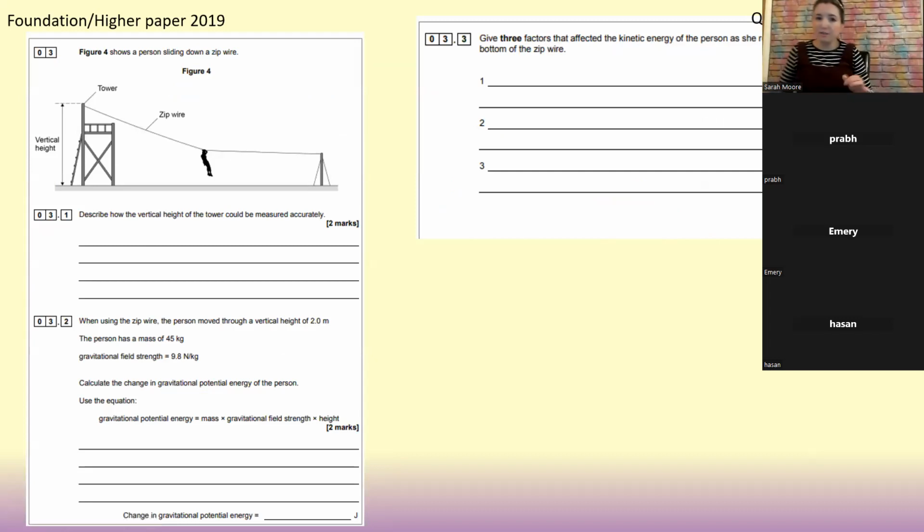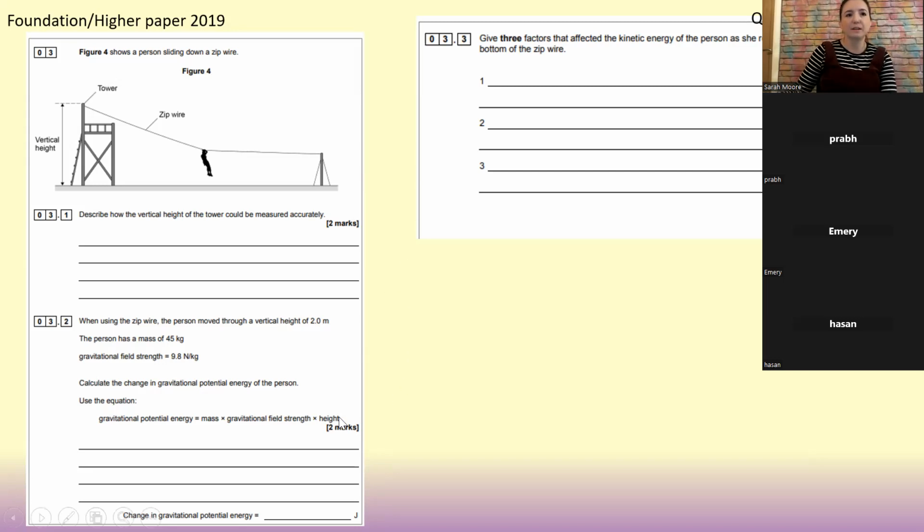Okay, so this again is another crossover question between the foundation paper and the higher paper. So you might find this at the top, or one year we did find this at the top of the foundation paper and the lower of the higher paper. I'm just going to move my camera ever so slightly. I'll make that central. I might be able to see the questions a bit better.